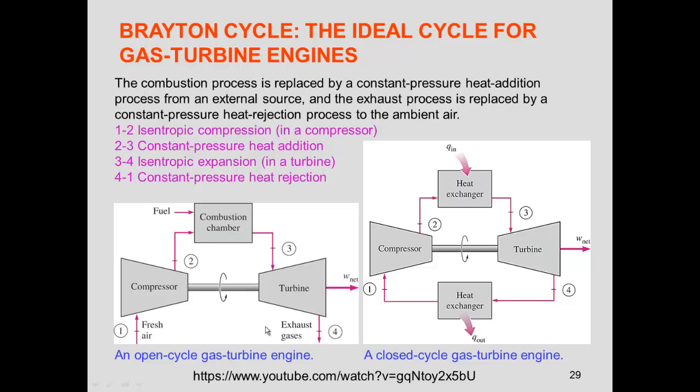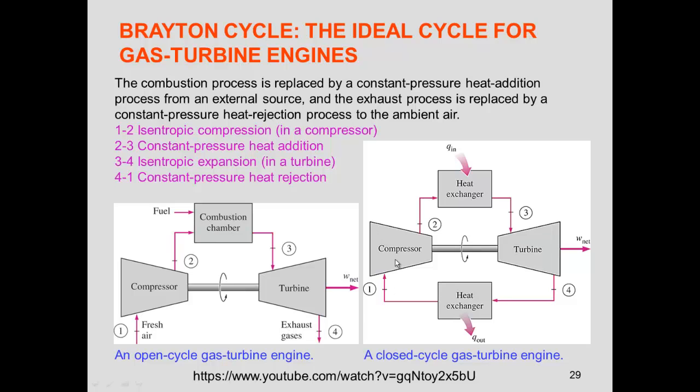So these 2 points, 1 and 4, are pretty much at the same pressure since it's atmospheric air. Each of these components is an open component, with mass flow crossing the boundary: the compressor, the combustion chamber, and the turbine. The way that we are going to idealize this is we're going to substitute this part by closing it, and we are going to use a constant pressure heat exchanger, and that will take care of these exhaust gases.